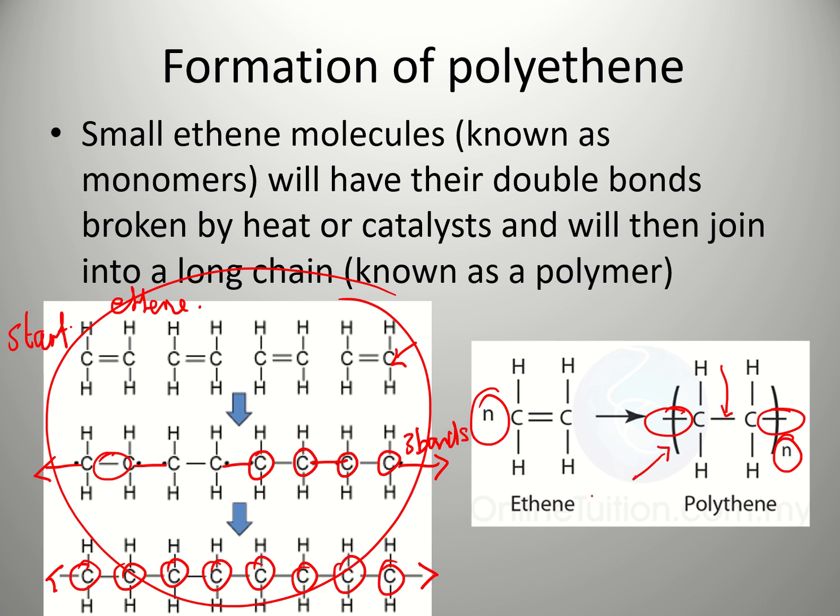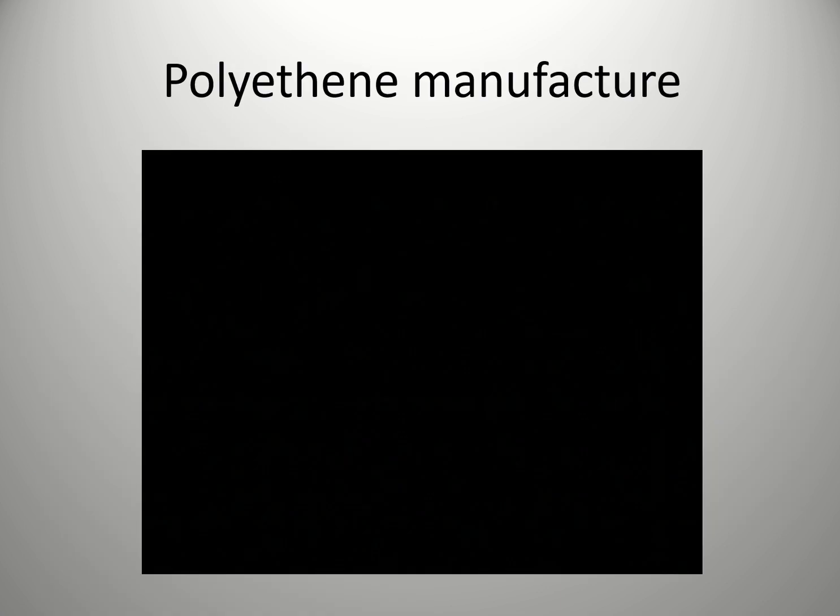Okay. Now this is called a repeating unit, which is an important term that you will need to be familiar with. So they'll ask you for a repeating unit of the monomer, and that's just the unit that continues on and on and on and on. Okay, so we're going to have a look at a video here of polythene manufacture.